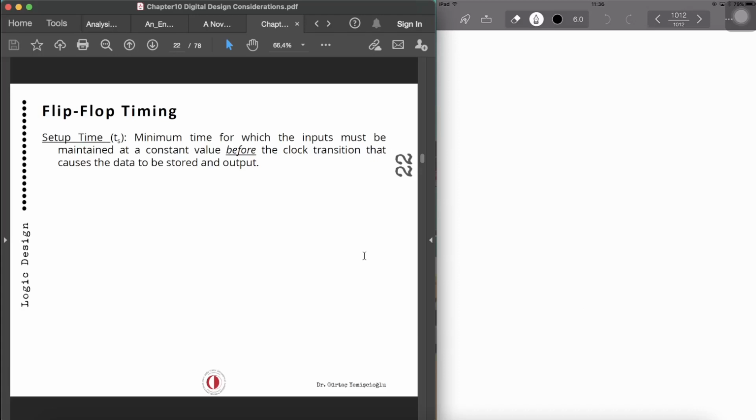Okay, so the next thing that we are going to consider in digital design is flip-flop timing. Now, we have seen how we can analyze and design the flip-flops in chapter 5, but we didn't talk about their timings, because timing is really important, especially with circuits working with the clock. We need the inputs to be ready before the clock changes and so on. This is what we are going to see now. The setup time.